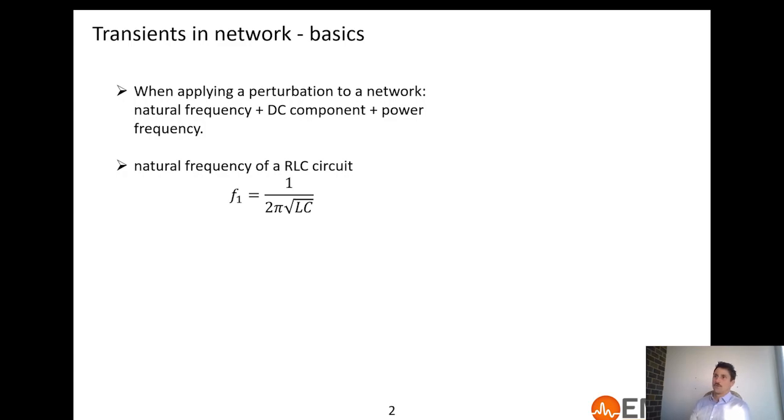So a network mainly reacts as an association of RLC circuits, which also means a network has natural frequencies like an RLC circuit does, and of course the fundamental frequency. So any time you apply a perturbation to such a circuit, you will see oscillations in voltage and current which correspond to the natural frequency. You may have a DC component, and you will then see the power frequency taking over. Just as a reminder, the natural frequency of an RLC circuit is 1 divided by 2 pi square root of LC, L being the inductance and C the capacitance.